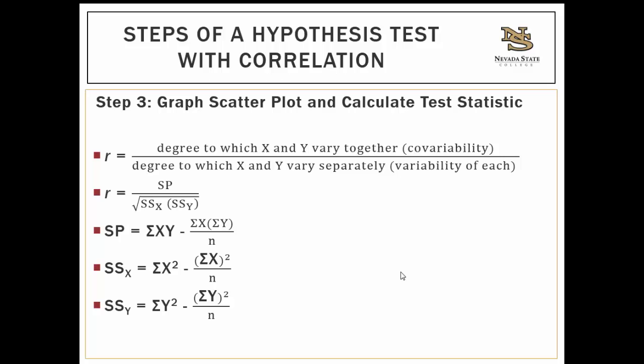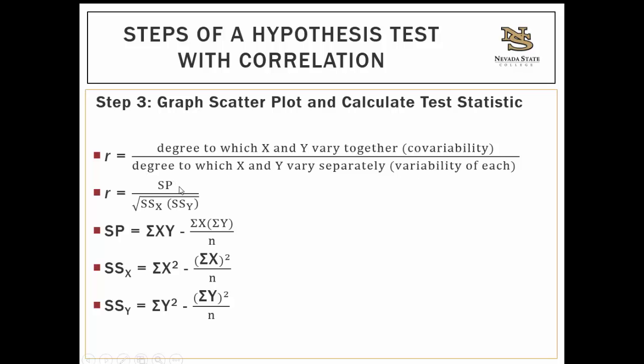Now here are the steps for calculating your correlation coefficient, or r. Conceptually, the correlation coefficient takes the degree to which X and Y vary together, how consistent they are, or their covariability, and divides it by the variability of each, the degree to which X and Y vary separately. So again, you can find the correlation coefficient that tells you about the relationship between X and Y by taking the degree to which X and Y vary together divided by the degree to which they vary separately.